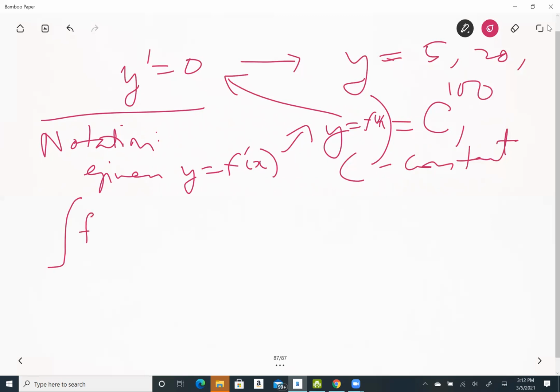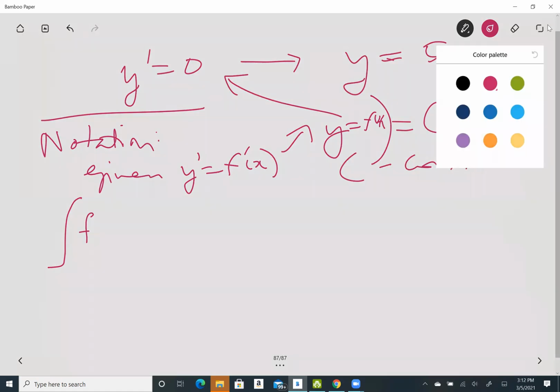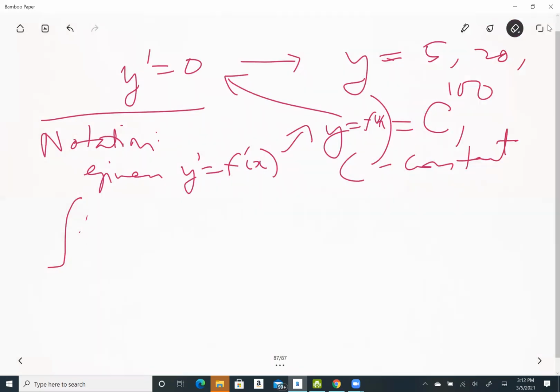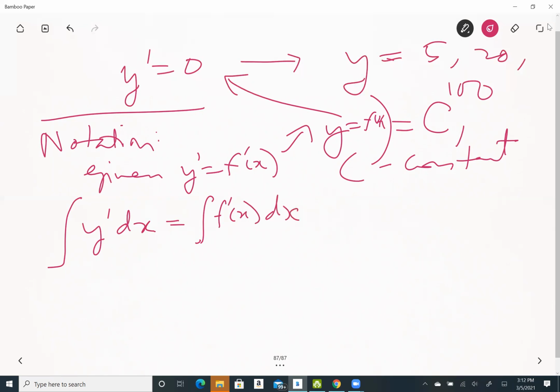You differentiate. This is y prime. Now y prime is a function of x. So you put dx. Or we can use, you integrate f prime of x dx, and that is equal to, okay, y, which is the function here. All right, equal to y.